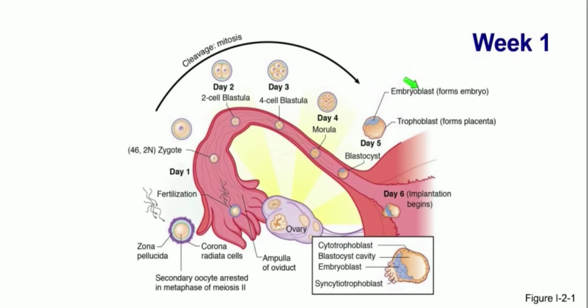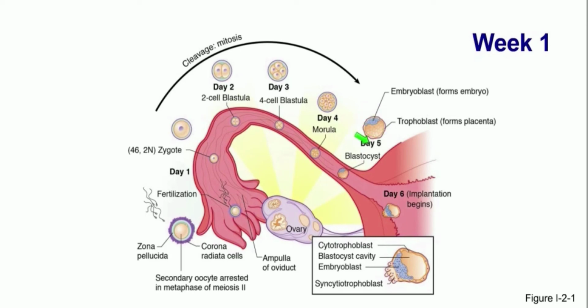Now, when you see a word that ends in blast, that means it's a cell that will develop into something. You're probably familiar with words like fibroblast and myoblast and neuroblast and chondroblast and osteoblast. Each one of those is a cell that develops into a particular cell type. So embryoblast means something that will develop into an embryo. So the point is that it's only the inner cell mass of the blastocyst that actually will become the embryo. That's a relatively small percentage of the total blastocyst.